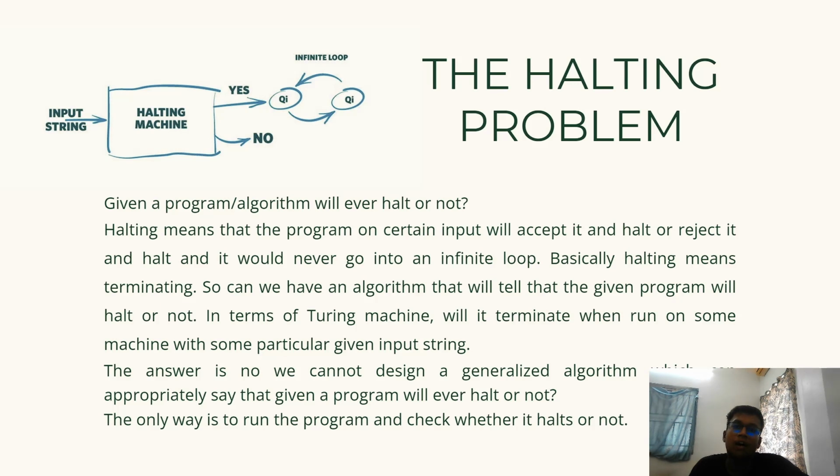Basically, halting means terminating. So can we have an algorithm that will tell that the given program will halt or not? In terms of a Turing machine, will it terminate when run on some machine with some particular given input string? The answer is we cannot design a generalized algorithm which can appropriately say that a given program will halt or not. Then how do we know if the program will halt or not? The only way is to run the program and check whether it halts or not.